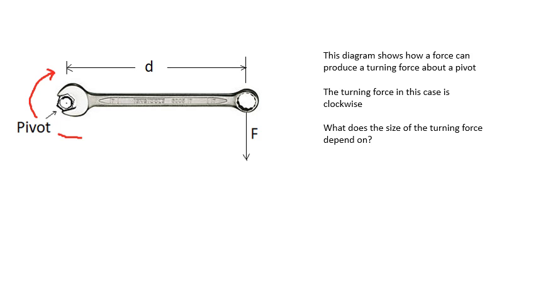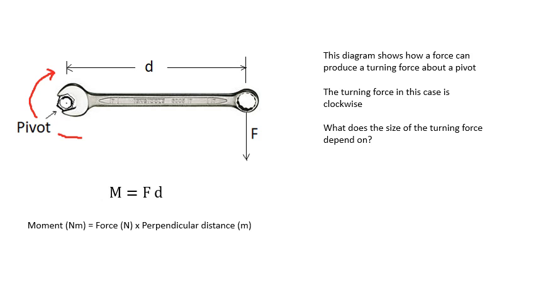What does the size of the turning force depend on? Look at the diagram. How do you think we could make the turning force bigger? Look at this equation. This is how we work out the size of the turning force. The moment, M, is force times perpendicular distance. It's the distance at right angles between the force and the pivot. Moments, capital M, are measured in Newton meters. Forces in newtons, distances in meters, moments are in Newton meters.